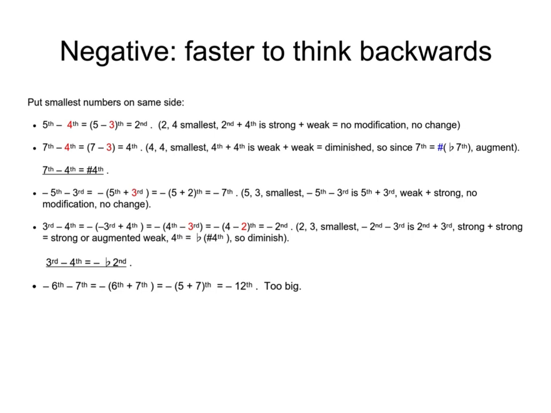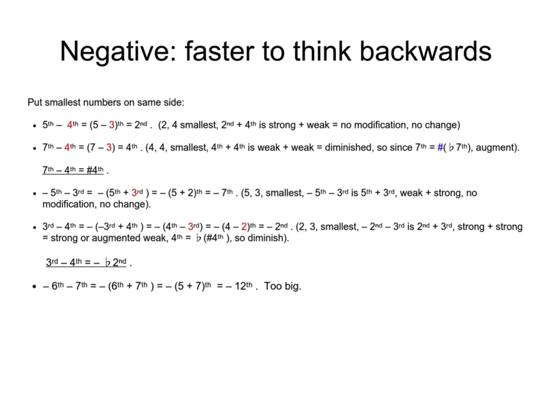In the third example, the 5 and 3 are the smallest numbers. They're already on the same side. Putting them on the same side in order to get a positive interval, we get fifth plus third, which is a weak plus strong. And it doesn't require any modification. And since the seventh is not modified, all is well. We don't have to change anything.